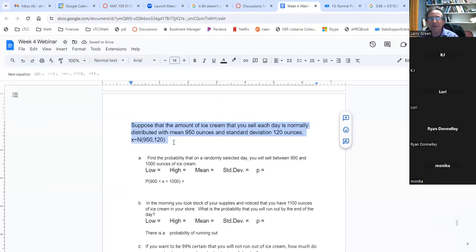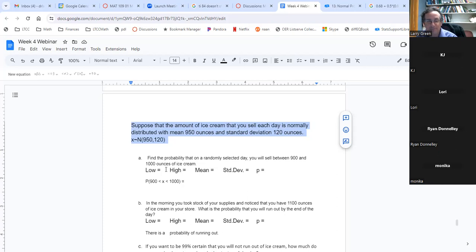Okay, suppose that the amount of ice cream that you sell each day, so you have an ice cream store. Sound good? Okay, is normally distributed with mean 950 ounces and standard deviation 120 ounces. So we can write x tilde N(950, 120). Sound good? Okay, and you get that from researching. You've been in business a while, so you've looked at the data, looks somewhat normal, and there's your mean and standard deviation.